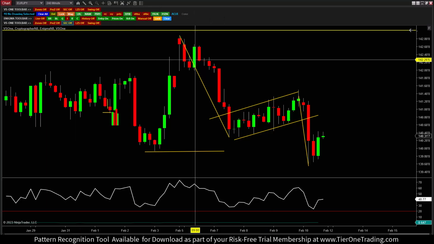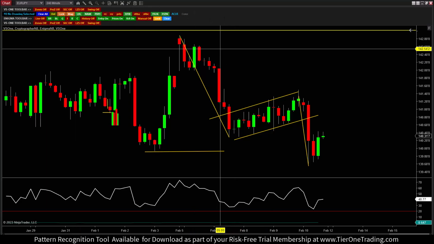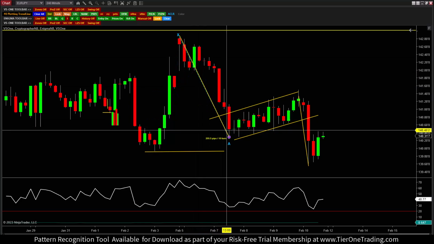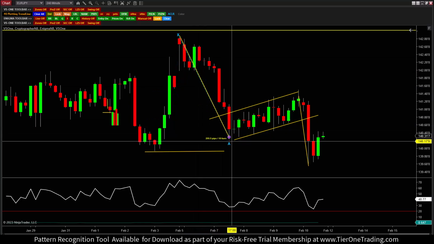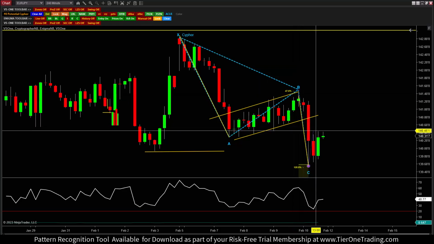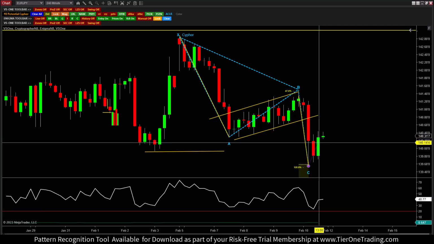And I'm going to use my pattern recognition software, kind of the manual version right now, just to make this process easier, because I do plan on looking at a lot of patterns today. But we're looking at our first move, that flagpole, being our X to A. Our second move, that retracement, the actual flag pattern, being our A to B. The extension that went lower is going to be our C leg.